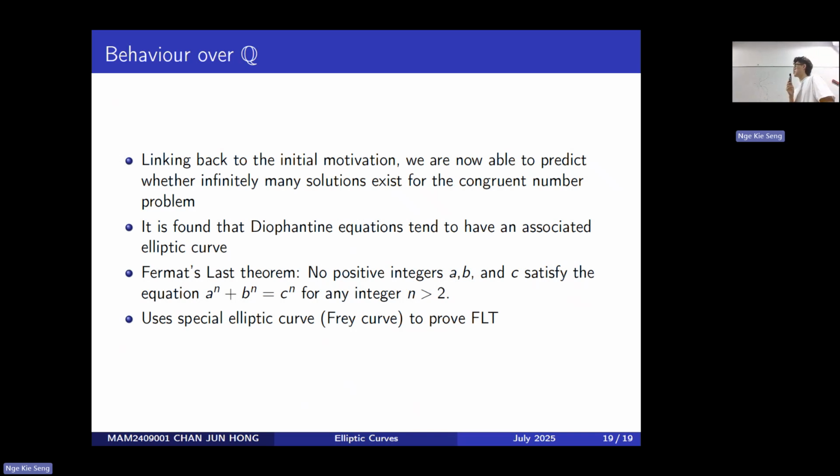This was by introducing a special type of elliptic curve called the Frey curve. And then they combined it with modular forms to show that no such elliptic curves exist, and therefore having the proof. So yeah, that's all I have.